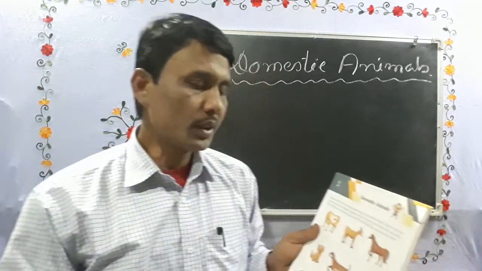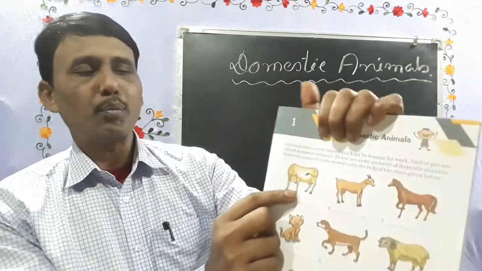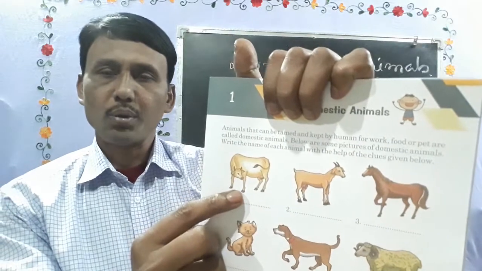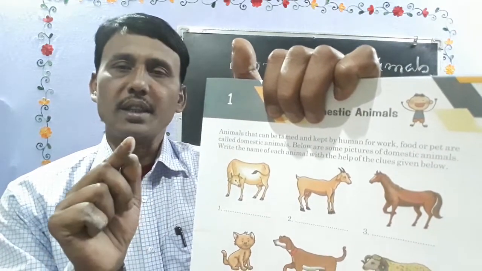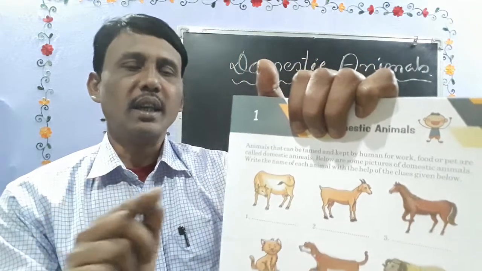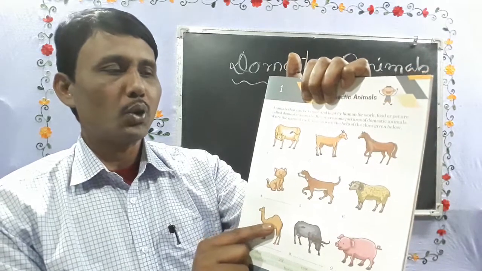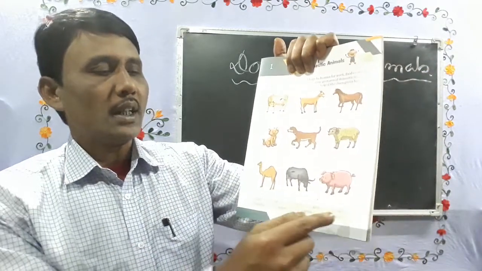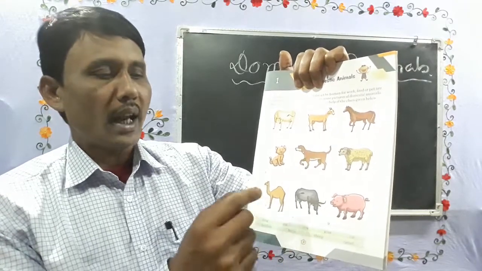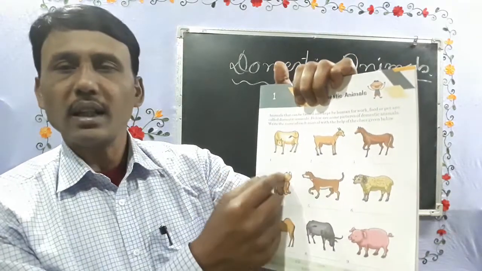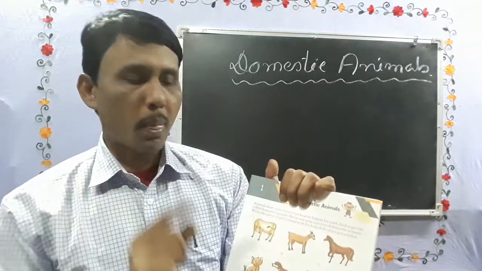So first, you can see that this is the picture of a cow. Can you see it clearly? Yes, you can see it. So what should we do? We should take out the word cow from the list below and write it below the animal cow. Is that clear? So next, number two.